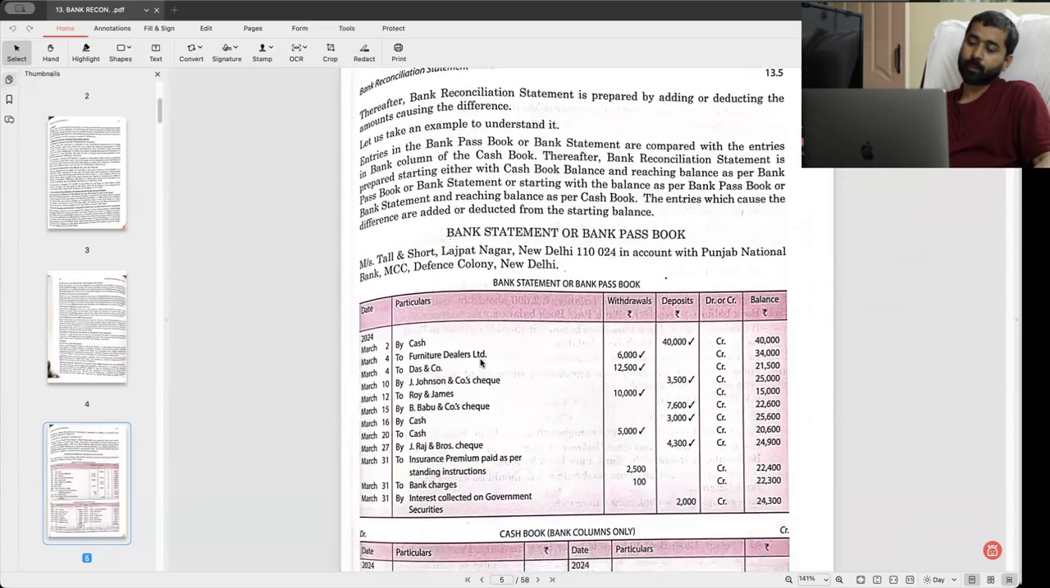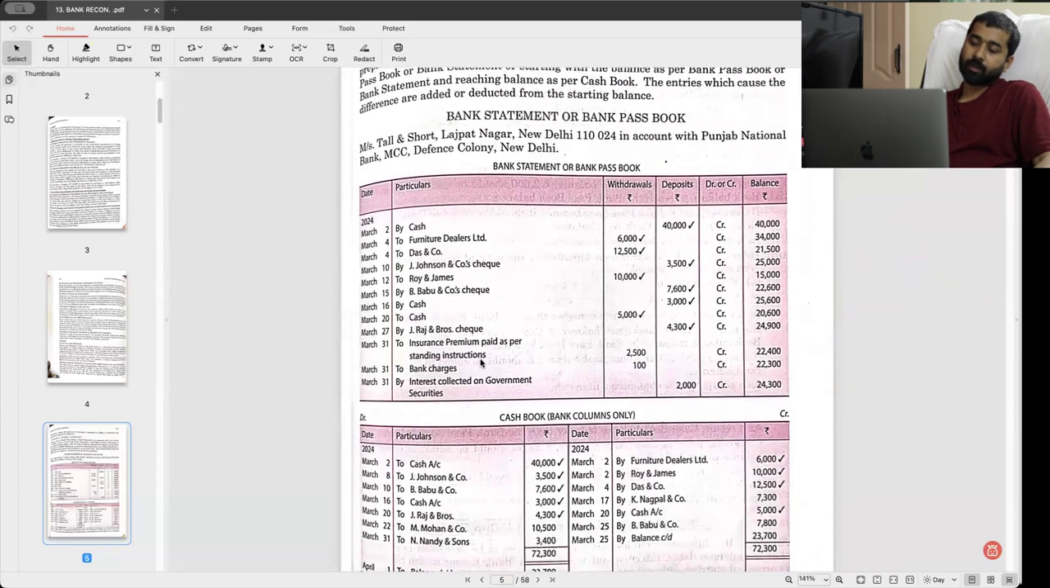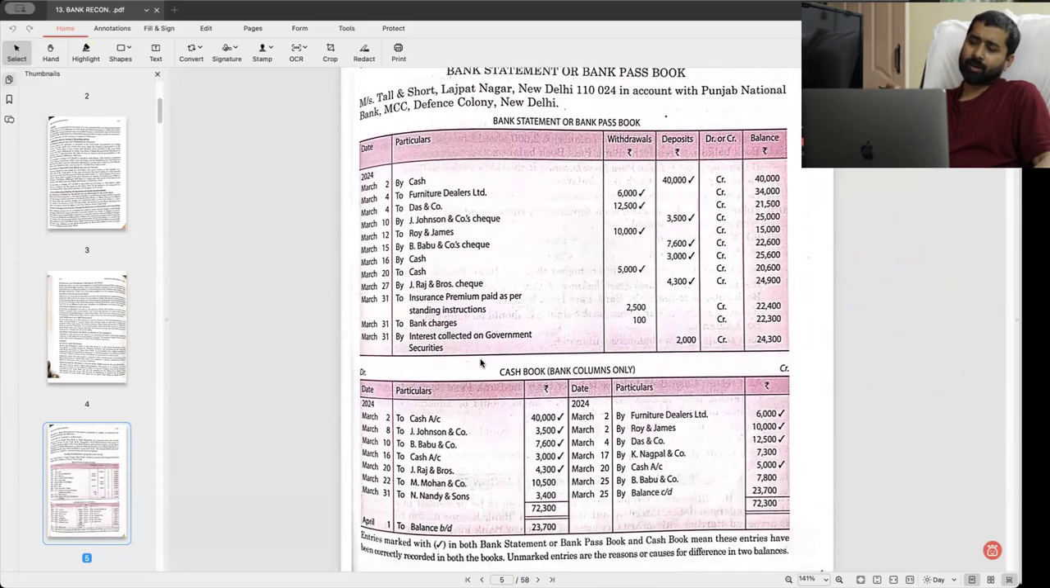Yes, sir. Okay. Now, if you are asking me how the bank reconciliation statement is made, that we are going to see after some time. Before that, how it is actually seen in the passbook and in the cash book. Now see, this is the cash book and this is one column only, which I am thinking of as the bank column. And this is the passbook.